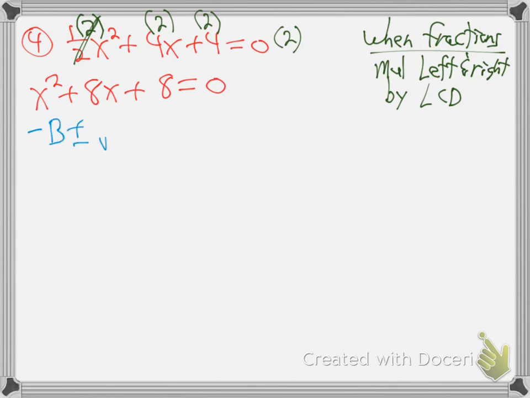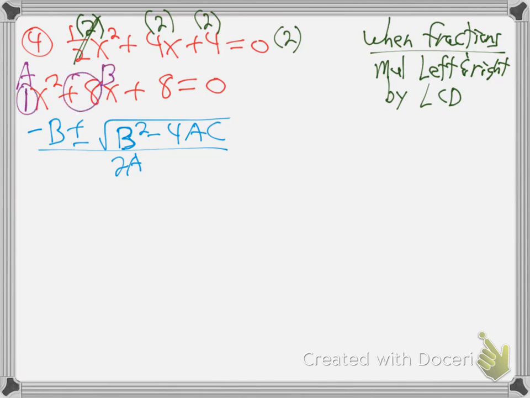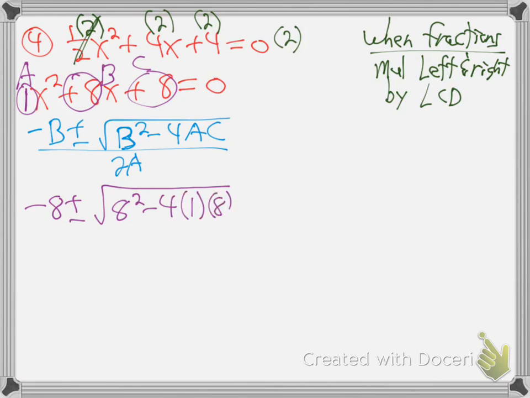Negative b plus or minus square root of b squared minus 4ac all over 2a. So what's a, b, and c here? So a is 1, isn't it? It's the number in front. Next, b is 8. C is also 8. So negative b, negative 8 plus or minus the square root of b squared, 8 squared, minus 4 times a times c all over 2a.